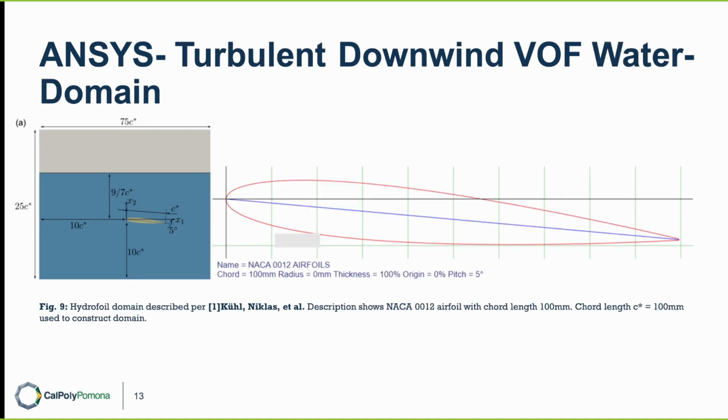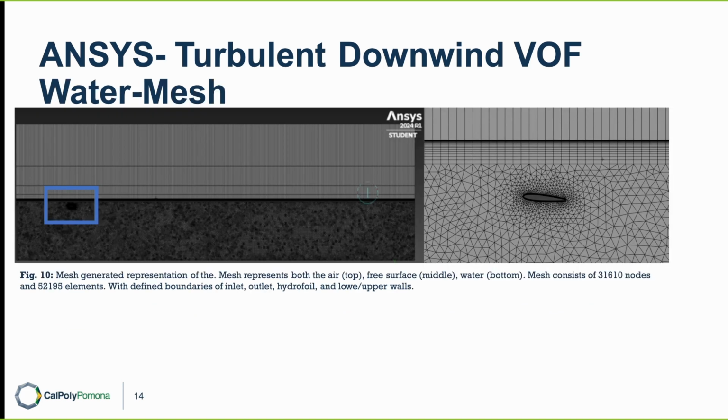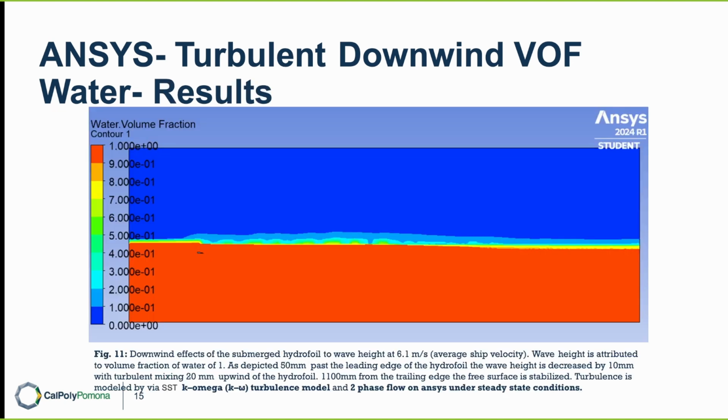So I'm looking at the turbulent downwind volume of fluid for this analysis. What I'm looking at is the 100 millimeter with a 5 angle of attack hydrofoil. My mesh generates a 7,500 by 2,500 millimeter domain, and the mesh consists of a top portion, which is the air, the free surface, which is the middle, and the bottom region, which is water. The results show the downwind effects of the submerged hydrofoil to the wave height.